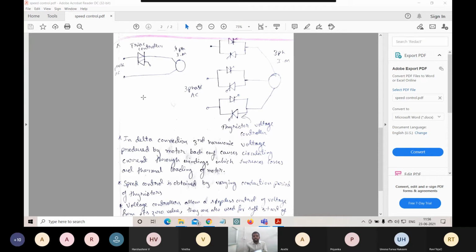And speed. When it comes to speed, the speed of an induction motor is controlled by using our stator voltage control, by connecting a variable resistance in series with the stator. That variable resistance we can realize by using our triac controller, if you are using an electronic fan regulator.